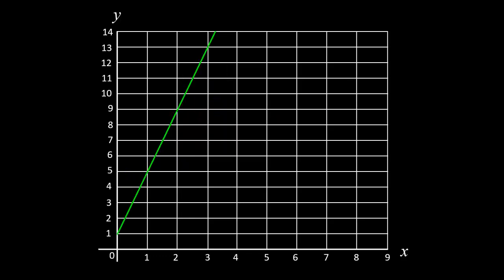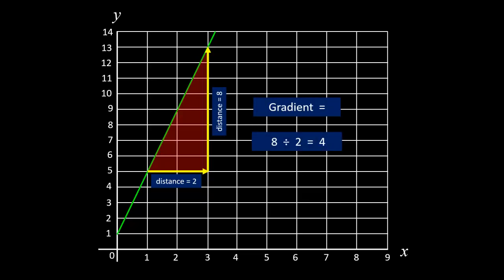So let's have a look at one more. And there we have it. Nice straight line. Let's draw a triangle. Measure the distance across from the line to the corner of the triangle. That's 2 squares. Going up is 1, 2, 3, 4, 5, 6, 7, 8. So the gradient is 8 divided by 2, which is 4. So that's how we measure the gradient of a straight line graph.